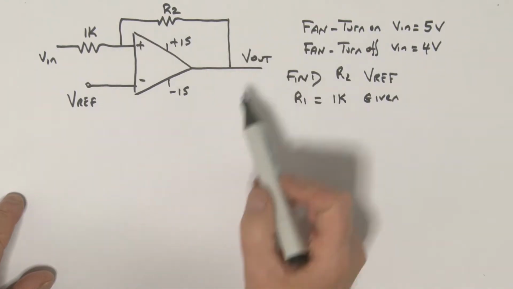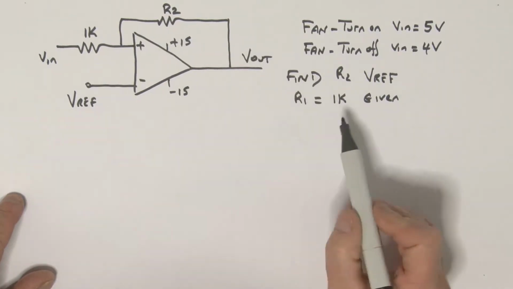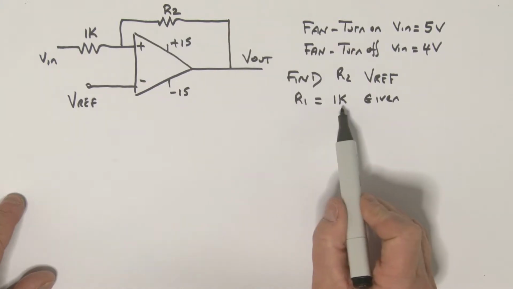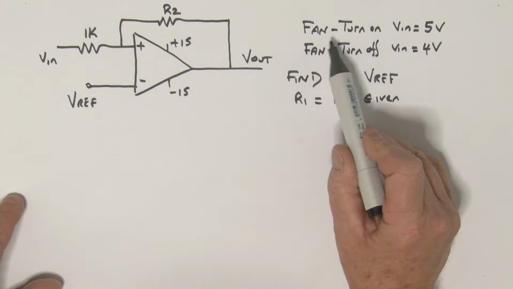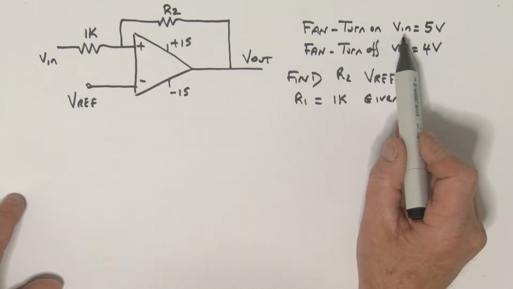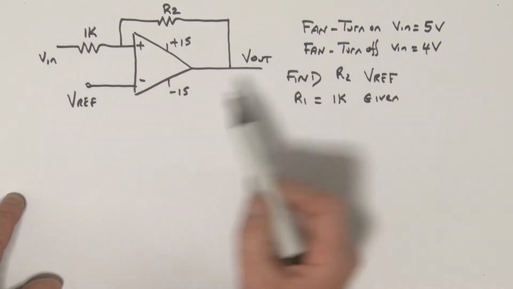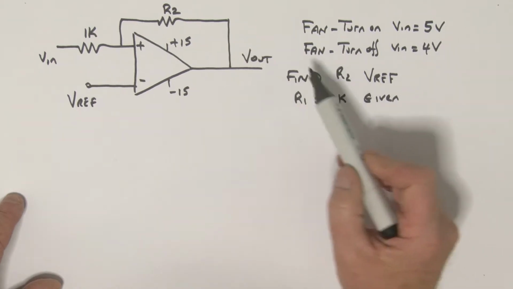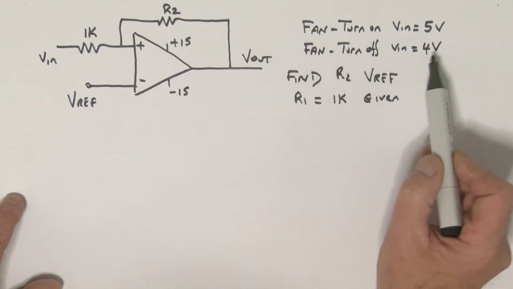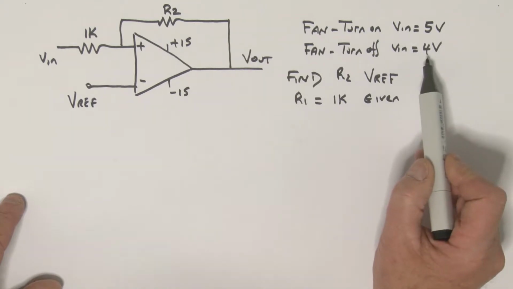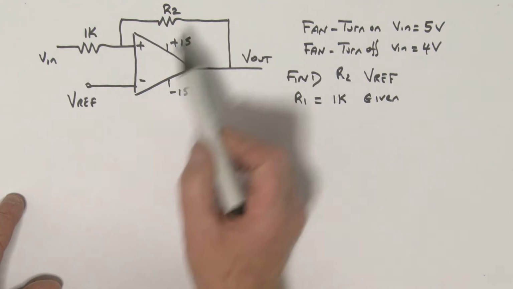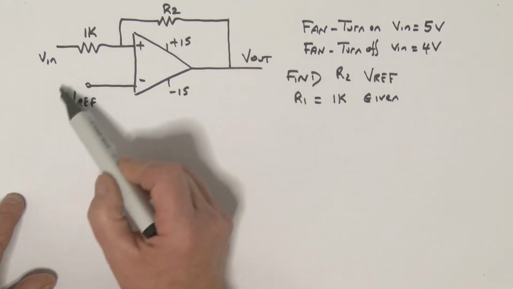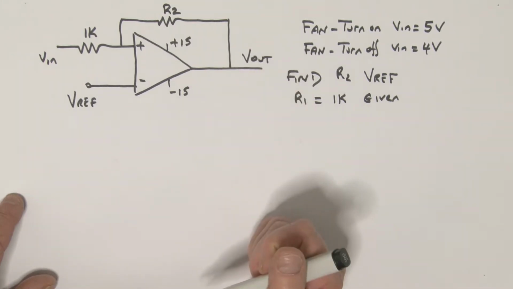Okay, let's have a look at this design problem. We've been given the R1 value, it's 1K, so I've put that in over here. We want the fan to turn on when the input voltage is equal to 5 volts, and then turn the fan off when the input voltage has dropped to 4 volts. Our task is to find the R2 resistance and also the reference voltage.